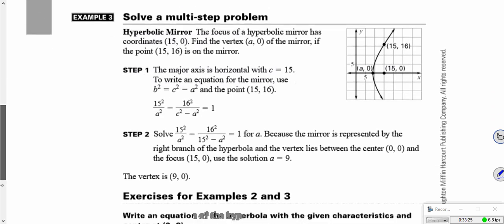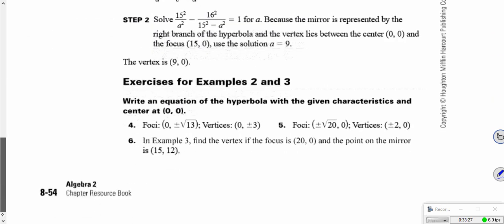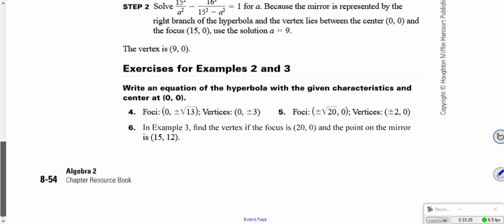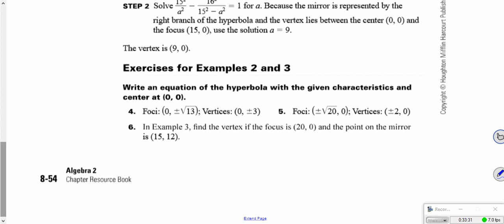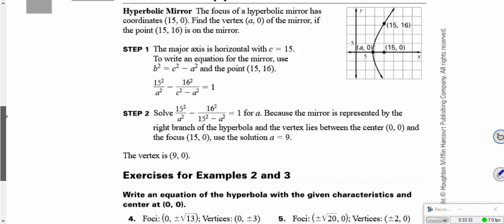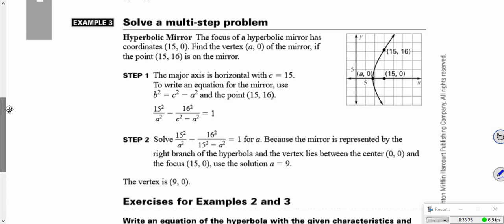This hyperbolic mirror, I'm not going to do that one. It's kind of crazy. Takes quite a bit of effort. You can look through example 3 here. However, they do a whole lot of skipping to get from here to there. And I don't like that they just magically say, oh yeah, voila, if you solve that, you get 9. Well, how do they solve that?